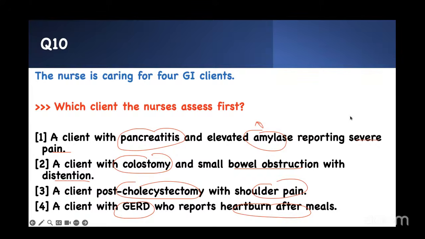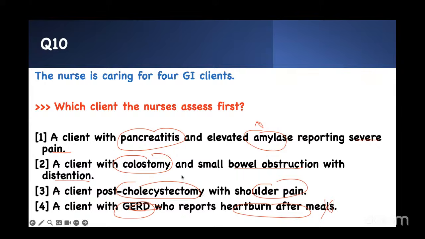But pancreatitis with what? Amylase elevated. What do you think? Colostomy with what? Obstruction. Cholecystectomy, shoulder pain, GERD, and a heartburn. Which one would you pick? This is prioritization 101. GERD, report heartburn after meal. What do you think? That's the definition of what? Gastroesophageal reflux. Don't worry about it.